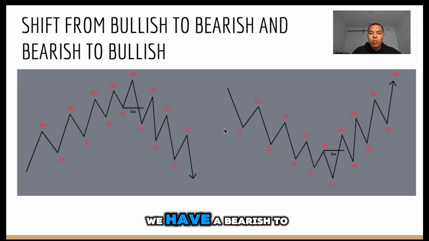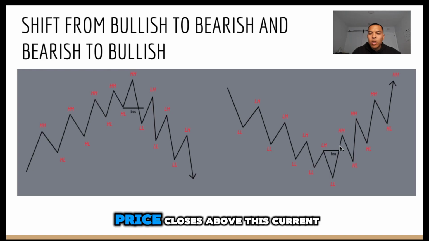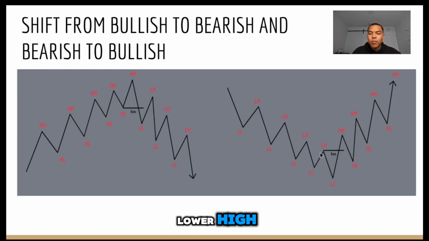So right here to our right, we have a bearish to bullish example. We have lower low, lower high, lower low, lower high, lower low, and then a higher high. Price closes above this current lower high, breaking the structure, which is also your first tell that the market's going to shift from bearish to bullish. As we see price close above that lower high, it then retraces to the current higher low in the market, and then it respects that area, buys higher than this current higher high, making a new higher high, and then you identify this higher low, and then price will retrace back down to that area, respect it, and then continue to make new higher highs and higher lows.